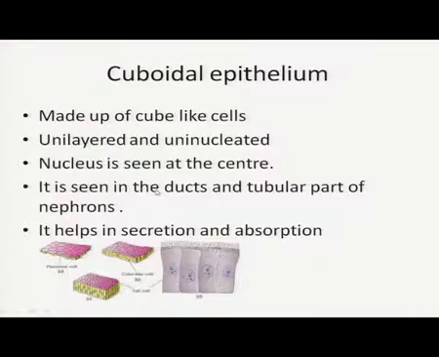Now, in our body, in which part can it be observed? It is seen in the ducts as well as in the tubular part of the nephrons. Since they are present in the ducts, it helps in secretion, and in the tubular part, PCT, DCT, Henle's loop and all, it helps even in absorption also.